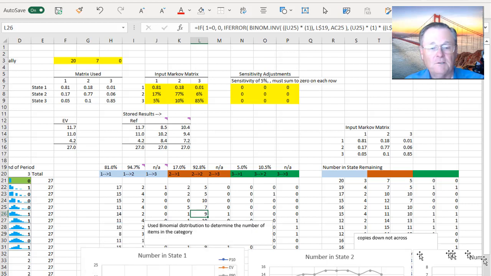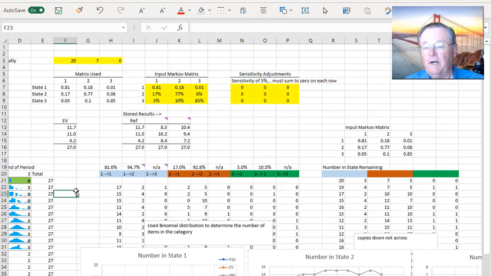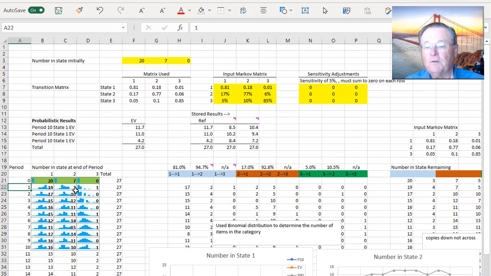And that gives us the results over here. This shows the number of homes at the end of the period. Period 0 started off with 20 and 7 and 0. And after one period, we now have 19, 7, and 1. At the end of 10 periods, we have 16, 10, and 1.